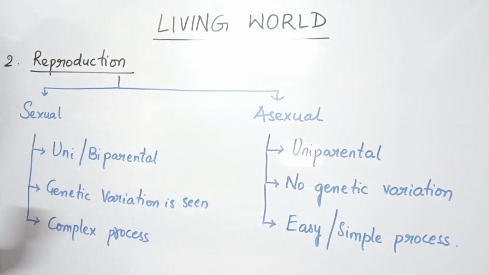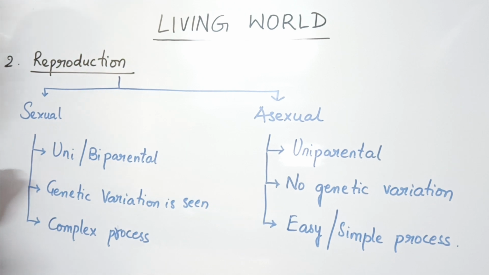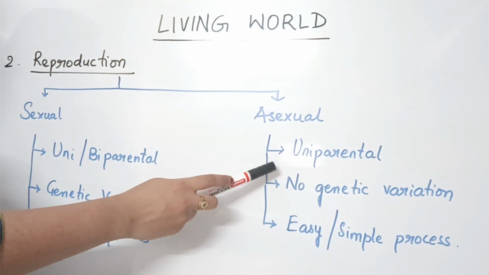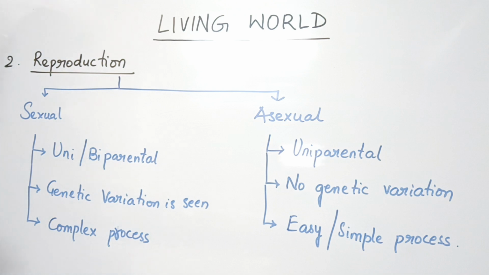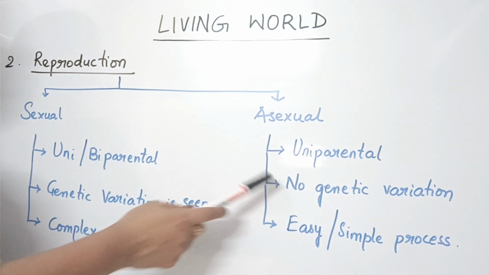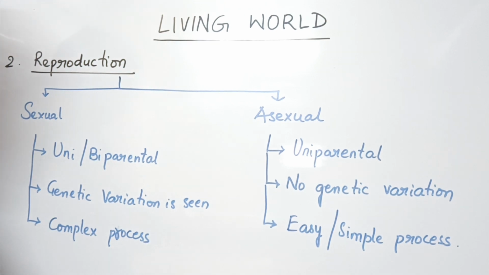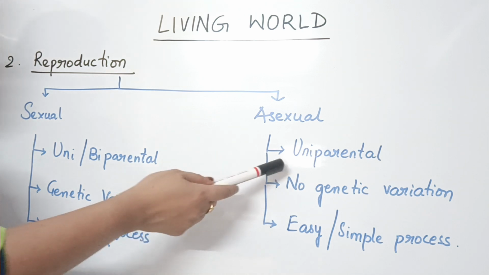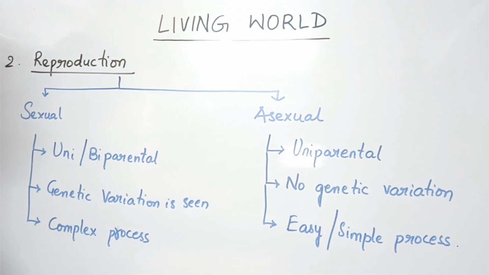We come to the second one, asexual reproduction, wherein only a single parent is involved. That's why we call it uniparental. Uni means single, and only one parent is involved in asexual reproduction. So when only one parent is involved, no genetic variation is seen. That means all the progeny will be identical. We can say that clones are formed, identical copies of the parent. And since only one parent is involved, it's an easy and simple process. Right? There are different types of asexual reproduction that we'll discuss one by one.